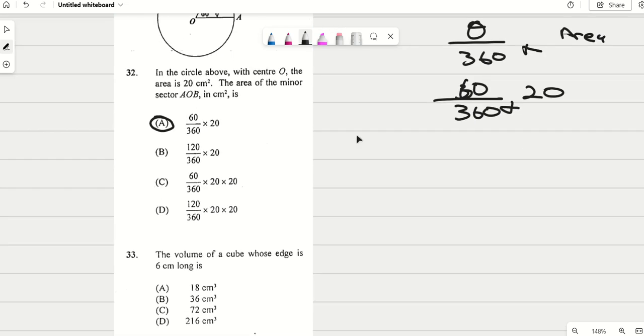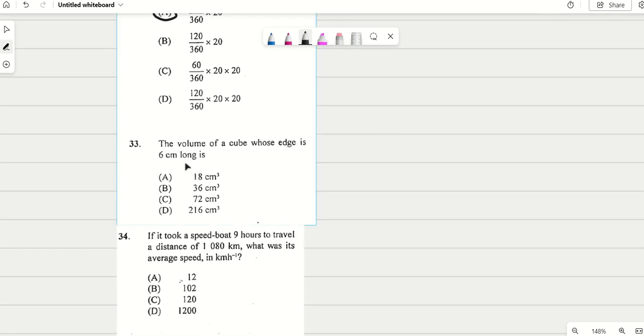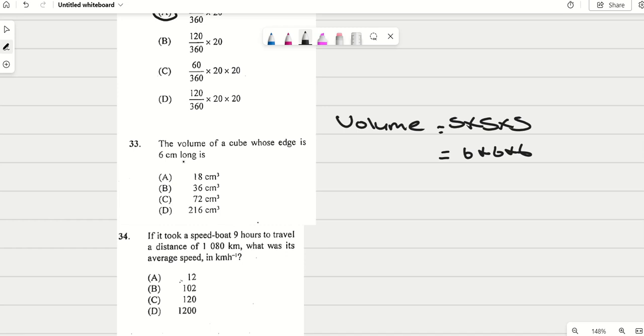This question is repeated a good few times. This one to number 33. The volume of a cube whose edge is 6 centimeters long is, that's 6 multiplied by 6 multiplied by 6. So we know volume is side times side times side. That is for the cube. They told you your edge is basically the length of the lines. So that would be equal to 6 times 6 times 6. 6, 6 are 36, 36 by 6 is, it would not be 18, it would not be this, it would not be this.